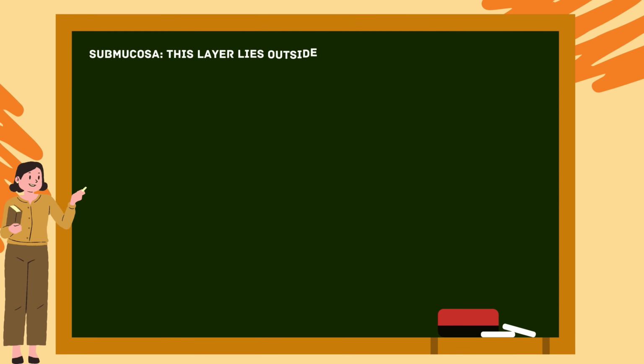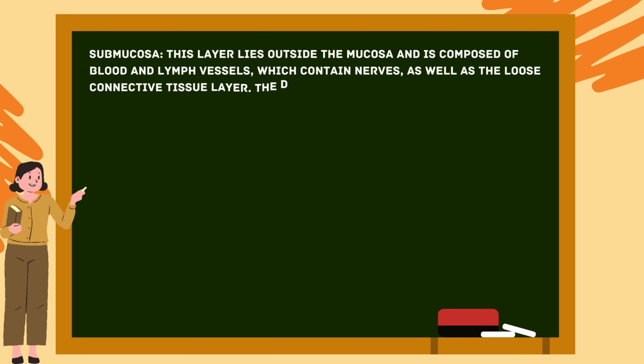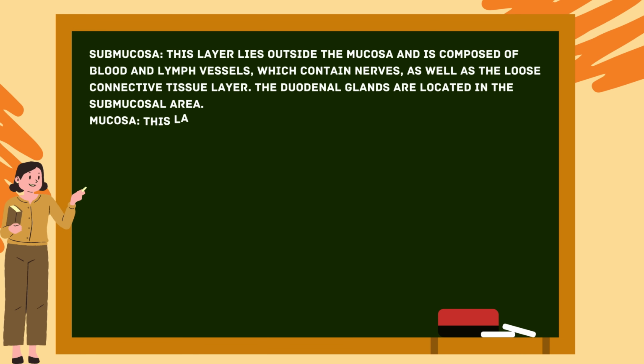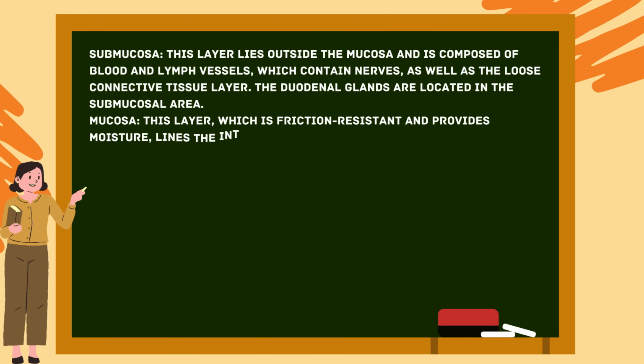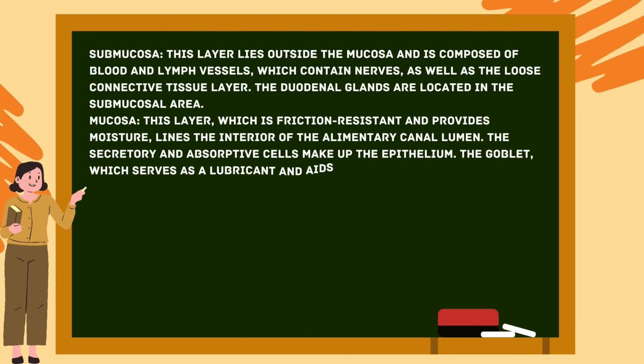Submucosa. This layer lies outside the mucosa and is composed of blood and lymph vessels, which contain nerves, as well as the loose connective tissue layer. The duodenal glands are located in the submucosal area. Mucosa. This layer, which is friction-resistant and provides moisture, lines the interior of the alimentary canal lumen. The secretory and absorptive cells make up the epithelium.